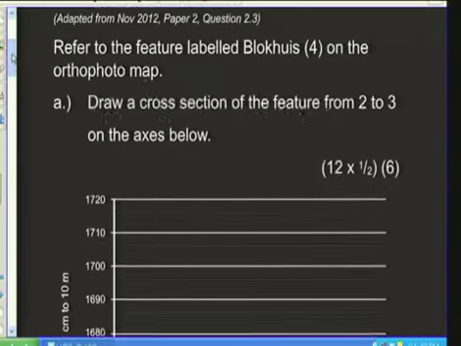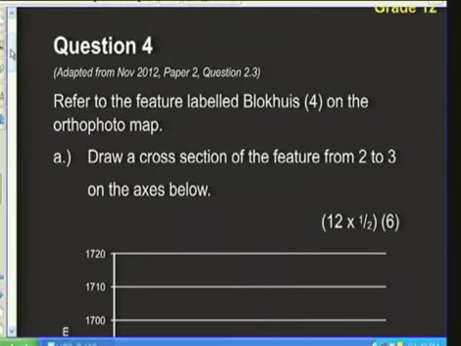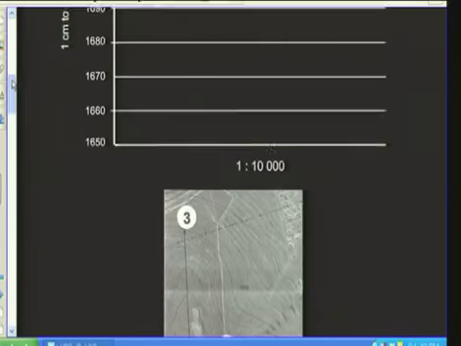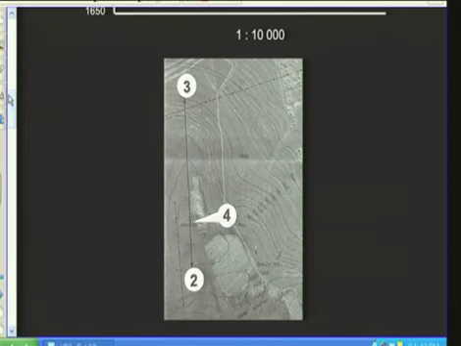Question number 4. This is a map question. So you would find this on your orthophoto map in this case. Now remember, an orthophoto map is a combination of a map and a vertical aerial photograph. Let's just scroll down and we'll find an example of one. It's a photograph where you've been given contour lines as well.